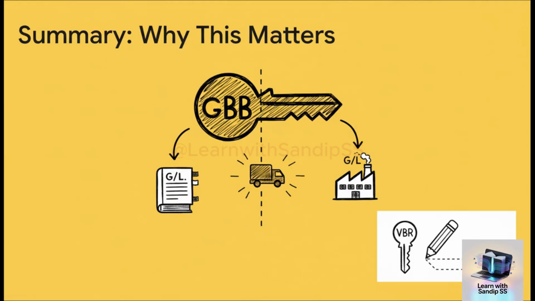So let's just quickly recap the key takeaways here. The account grouping code, or general modification, is what gives you the power to make your automatic account determination so much more precise. It's what lets a single transaction key, like our friend GBB, post to many different accounts depending on what's actually happening in the business, which is usually driven by the movement type.